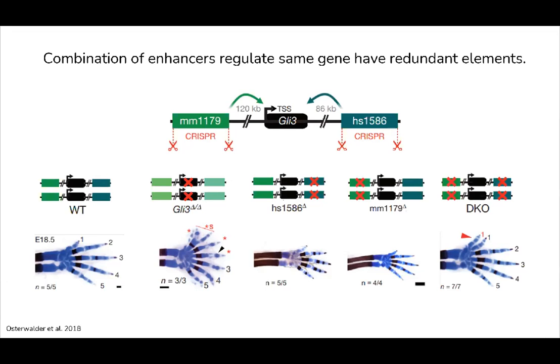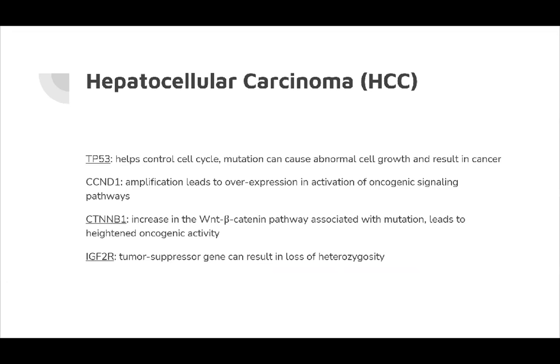For the purpose of our research, we are focusing on hepatocellular carcinoma, or HCC. HCC is the most common type of liver cancer, and it often has a terminal prognosis. Approximately 25% of all HCC cases appear with genetic mutations. So for our research, we are focusing on 4 genes that are commonly associated with HCC.